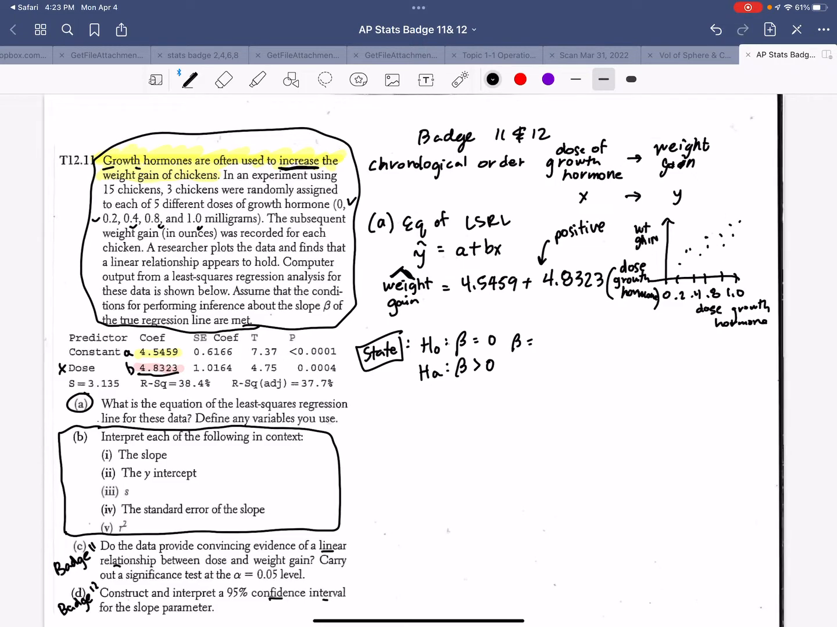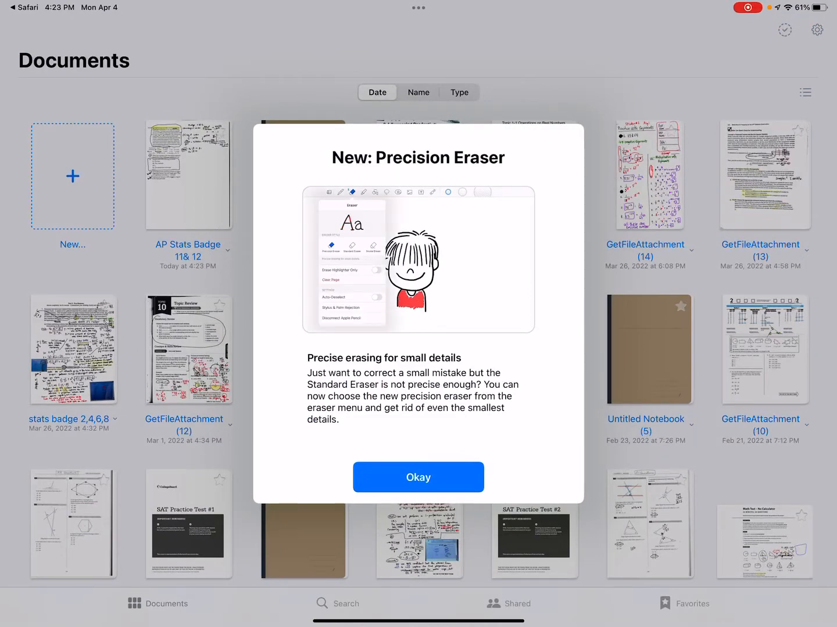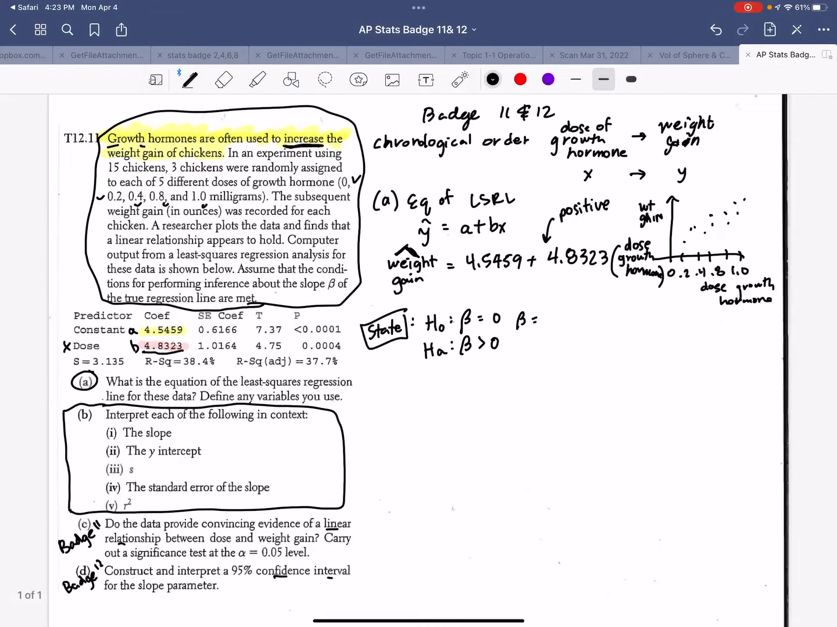Now I use the letter beta and I have to explain what it means. Ooh, hold on. There's a more precise eraser. Apparently that's important. Okay, beta is my true slope of the least squared regression line of x on y, of dose of growth hormone versus weight gain. Okay.